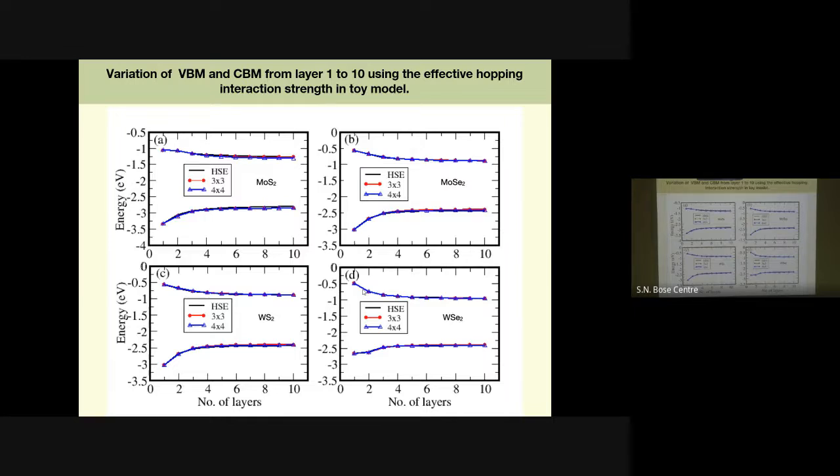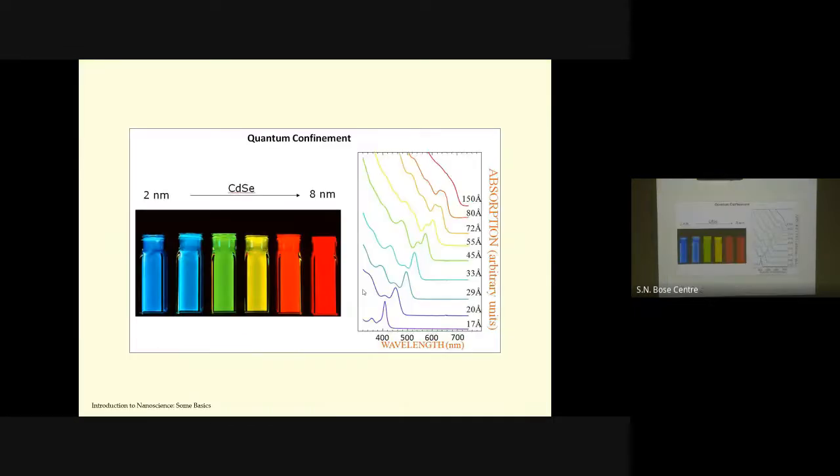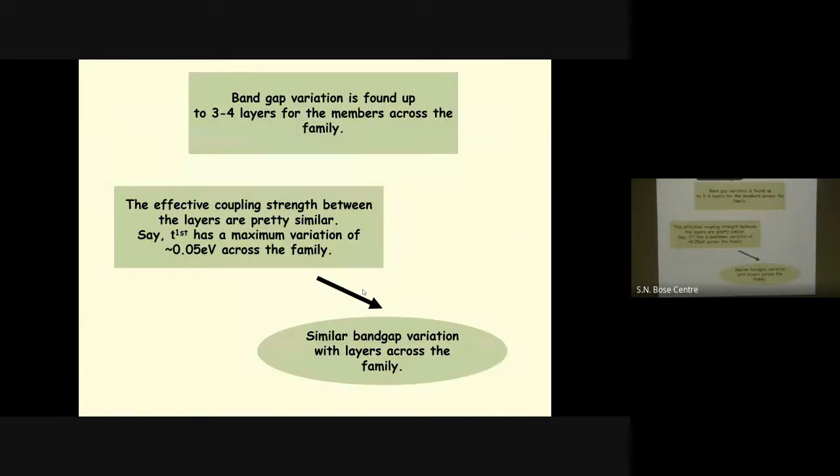So essentially, for this part, what we said was that we see a very small band gap variation up to about 3 to 4 monolayers across the entire family. And this is because the size dependence is very similar, because the effective coupling between the layers is pretty similar in all these materials.